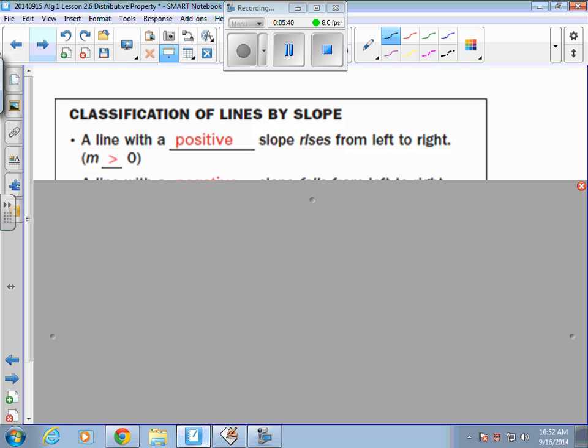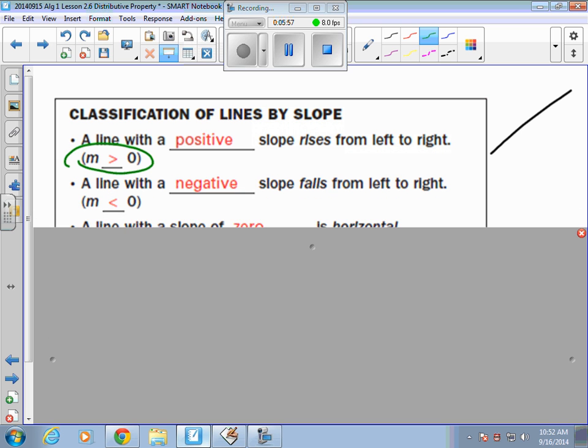Okay, classifications of lines by slope. A line with a positive slope rises from left to right. Think about going up a ramp. That means, remember, m is the variable that represents slope most of the time. m is greater than 0. If it has a negative slope, it means it's going downhill. Think of a ramp going down, falling from left to right. It is less than 0. This is just showing a negative value.